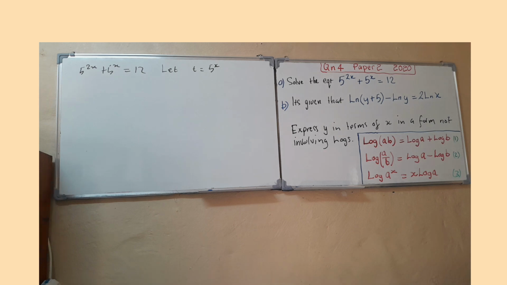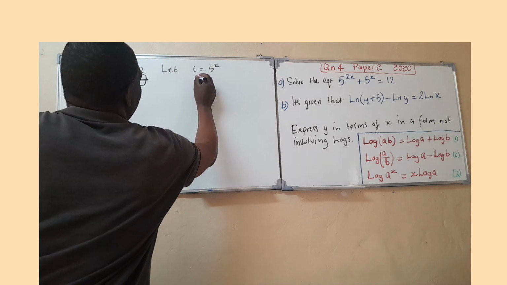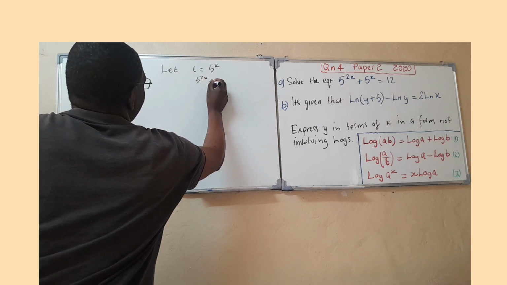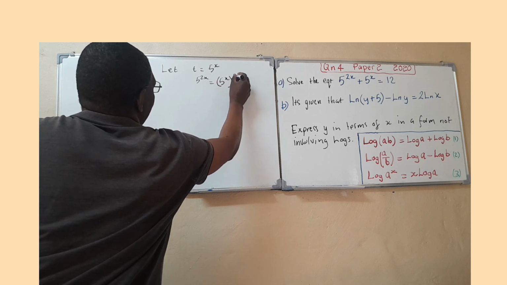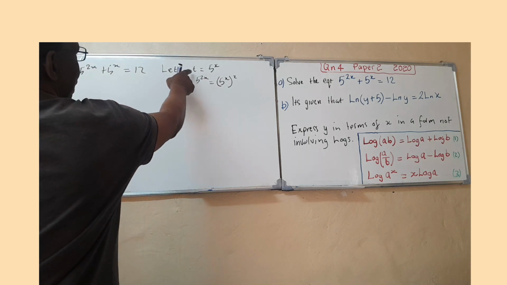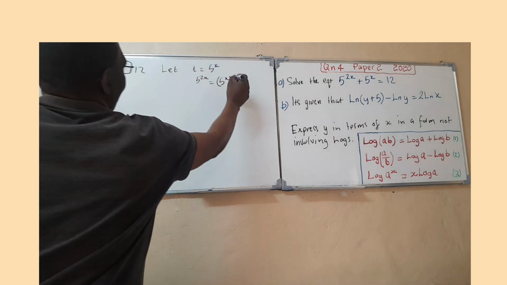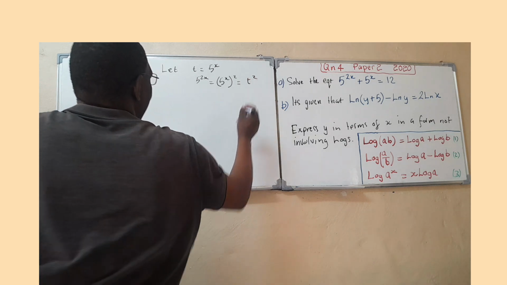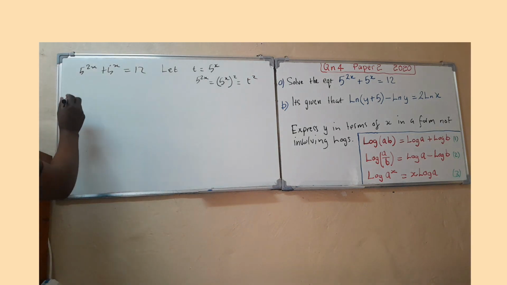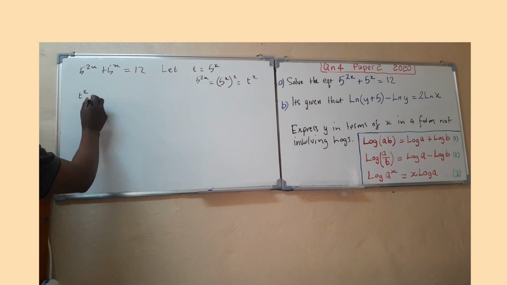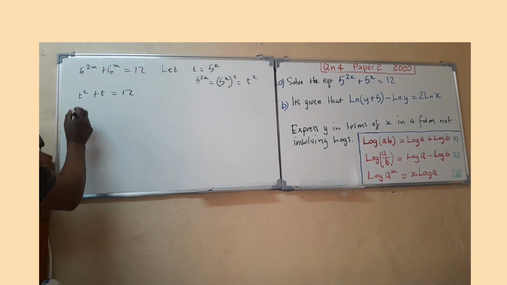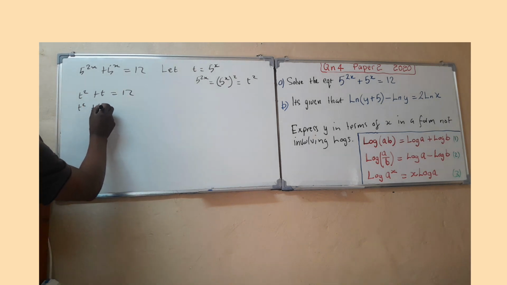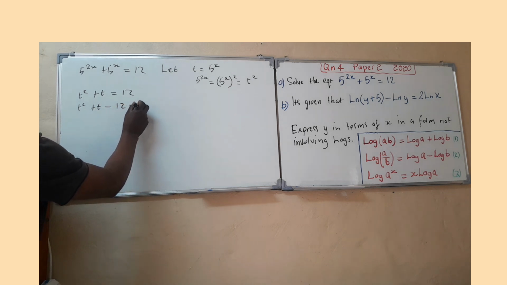Now, if t is equal to 5 to the power x, then what is 5 to the power 2x? Well, 5 to the power 2x can actually be written as 5 to the power x, raised to the power 2. That becomes t squared, because this is t. Now we are in business, because here we can now write t squared plus t is equal to 12. Rearranging, we have t squared plus t minus 12 is equal to 0.